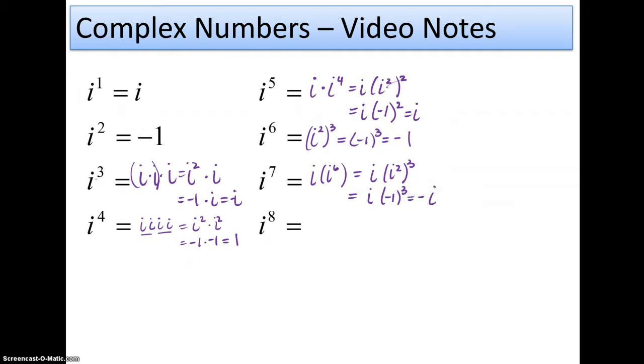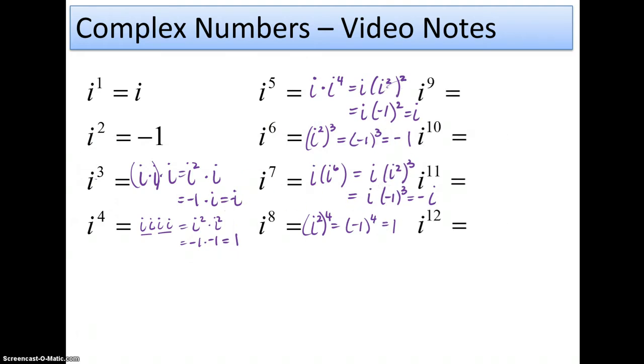And the same thing with i to the 8th. Again, notice even power, so I don't need to factor out the i. I can just rewrite this as i squared to the 4th power. Negative 1 to the 4th gives me 1. You should be looking across here, noticing i to the 1st and i to the 5th equal i. i squared, i to the 6th, negative 1. Can we start thinking about a pattern there?